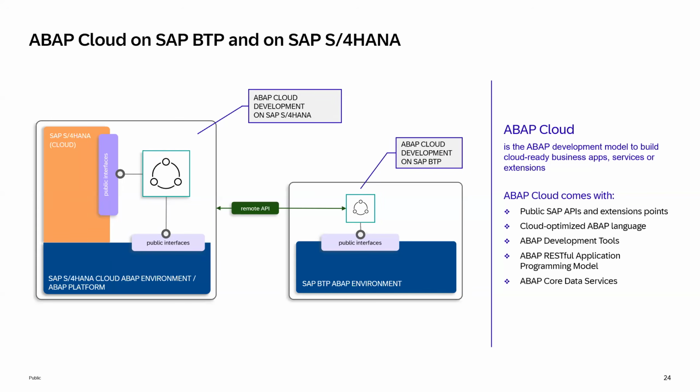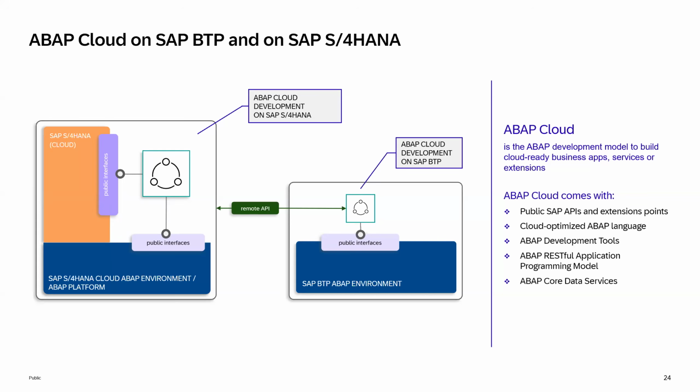And ABAP Cloud comes with public SAP APIs and extension points, cloud-optimized ABAP language, and as development environment, you use ABAP development tools in Eclipse. As programming model, you use the ABAP RESTful application programming model. And for database access and consumption, you use ABAP Core Data Services. You can program with ABAP Cloud either directly on stack in your S/4HANA system, be it on-premise solution or private cloud.